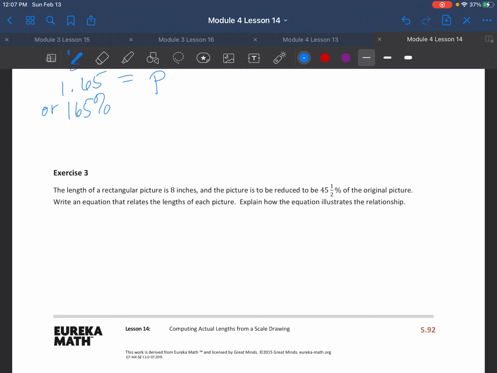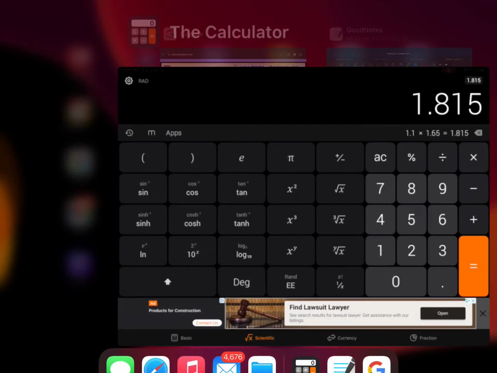Exercise 3. The length of a rectangular picture is 8 inches. The picture is to be reduced by 45.5% of the original picture. Write an equation that relates the length of the picture and explain how it illustrates. Well, if the length of the picture is 8 inches and it's a reduction of 45, then we're just taking those two and multiplying them together.